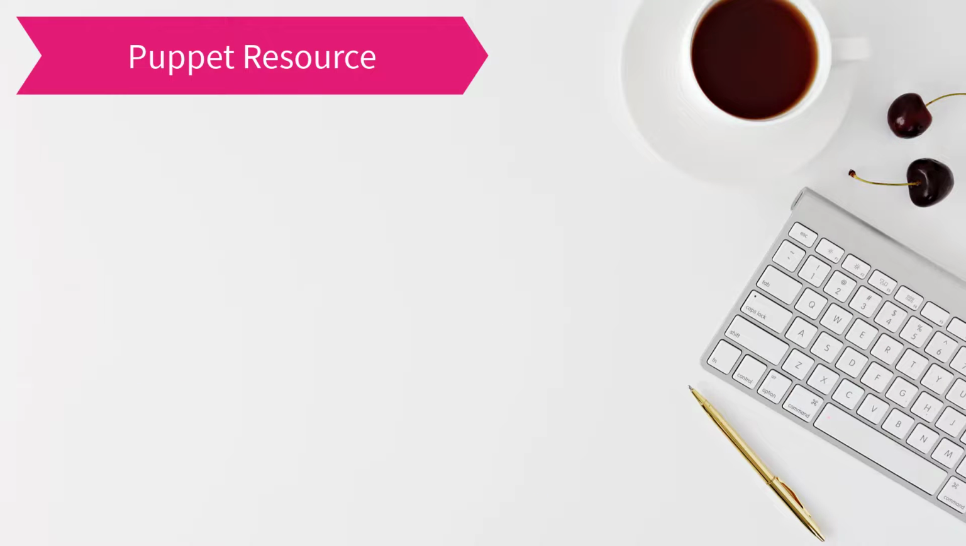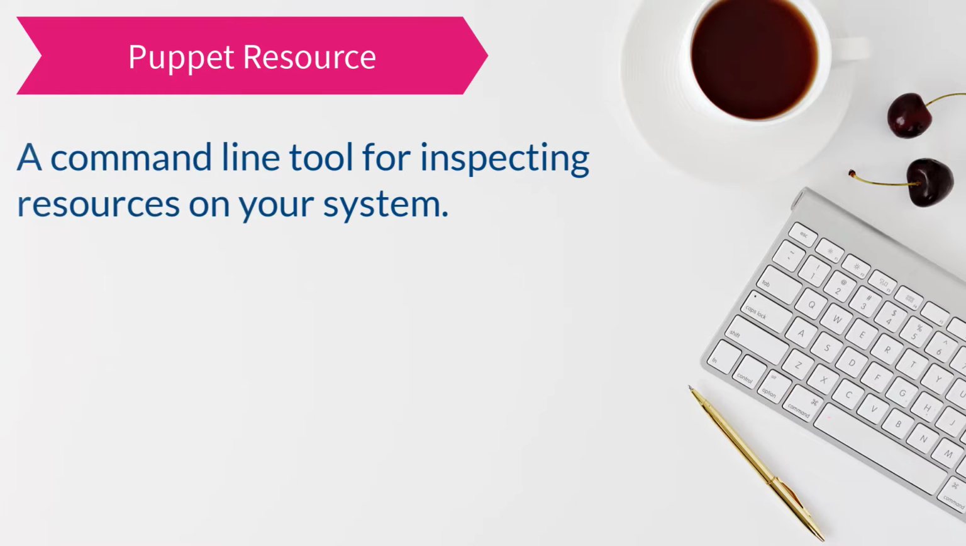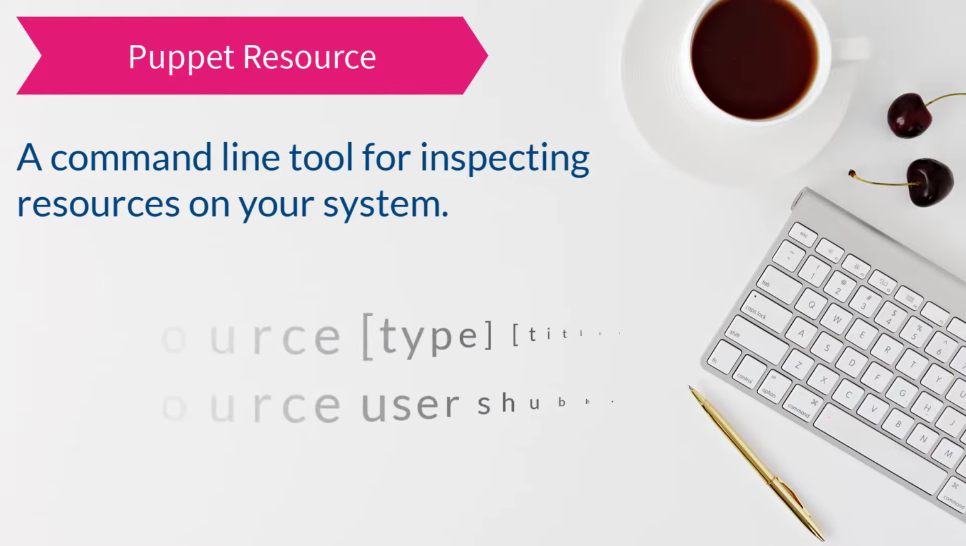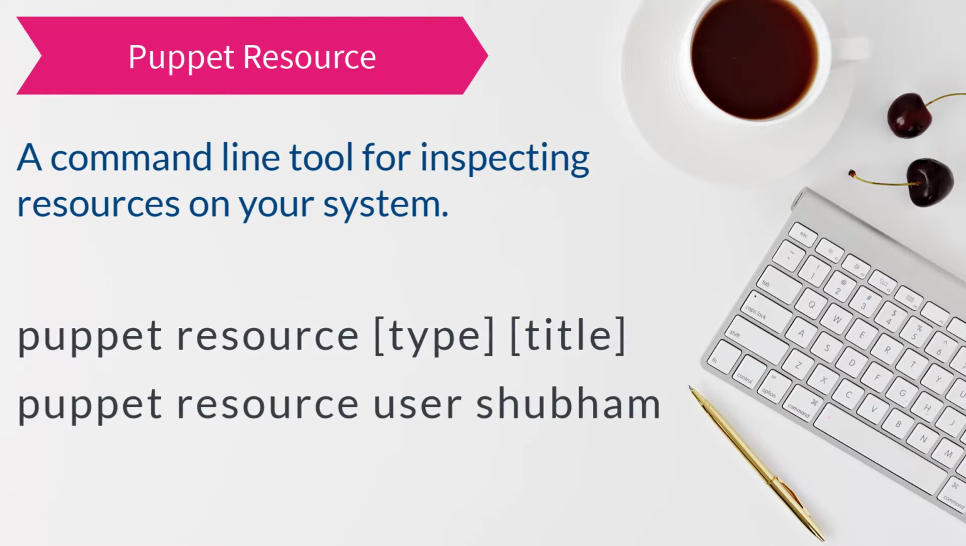Puppet resource is a command line tool for inspecting resources on your system. The syntax of the Puppet resource command is puppet resource, then the type and then the title. As an example, puppet resource user Shubham will list out the user we created in our example.